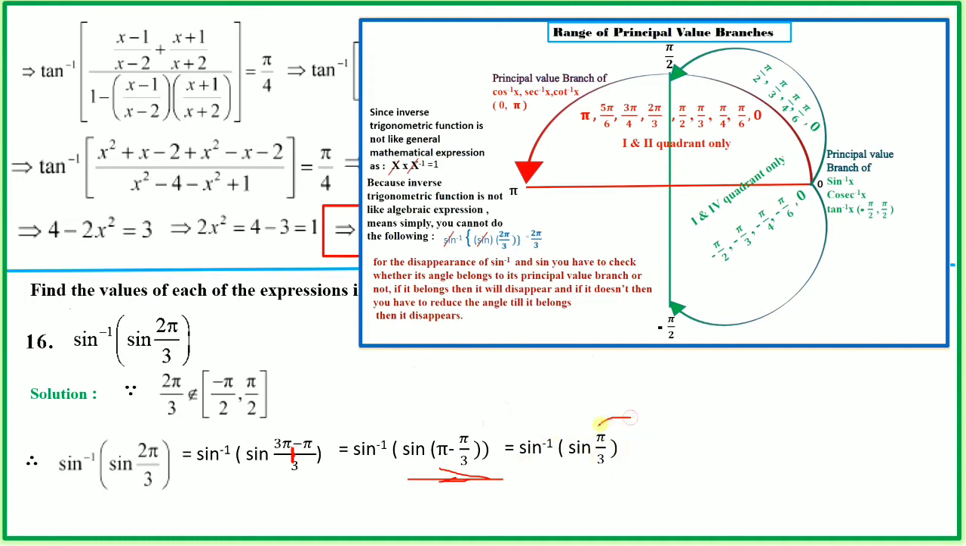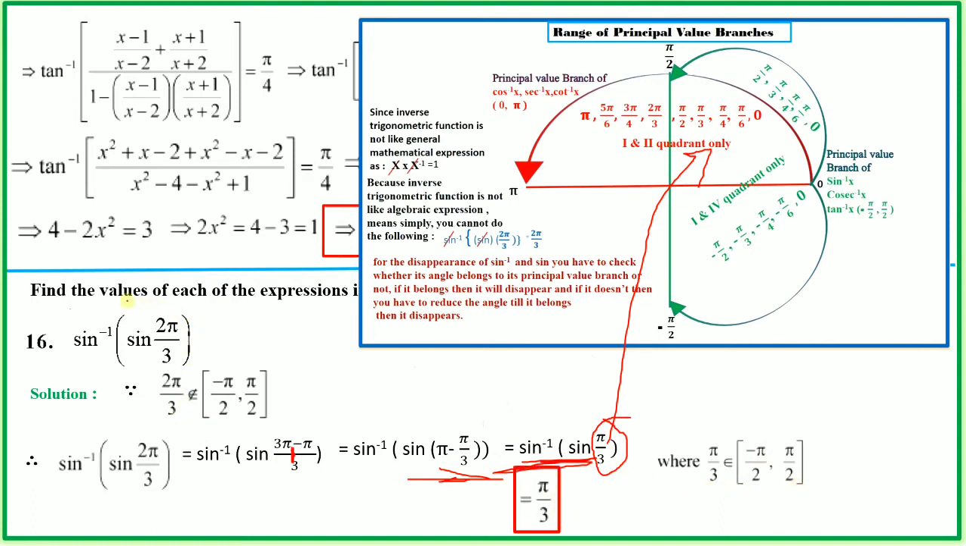Now since π by 3 belongs to the first quadrant, we can remove sine and sine inverse. As π by 3 falls between −π/2 and +π/2, the value of sine inverse sine 2π by 3 is π by 3. That's all about this question. Interesting, tricky, small, but it needs reasoning.